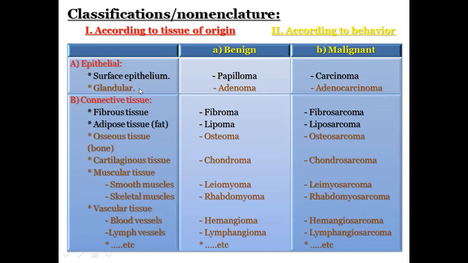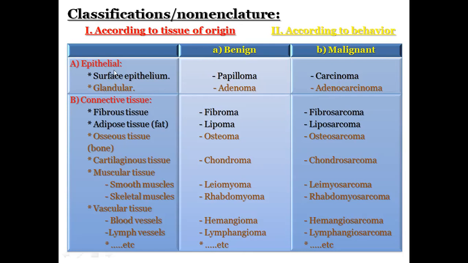However, if a benign tumor arises from secretory or glandular epithelium, it is called adeno, in Latin means gland. So it is called adenoma. So this is the tumor that arises from the gland. Okay, I hope you got how we name benign tumors. So let's go to the malignant nomination.